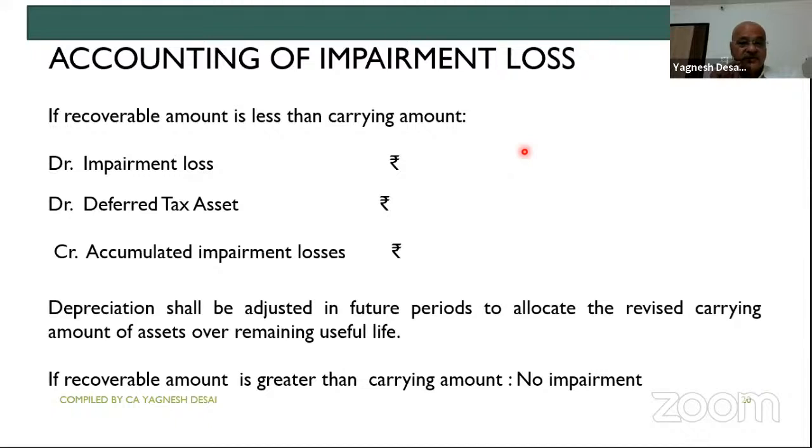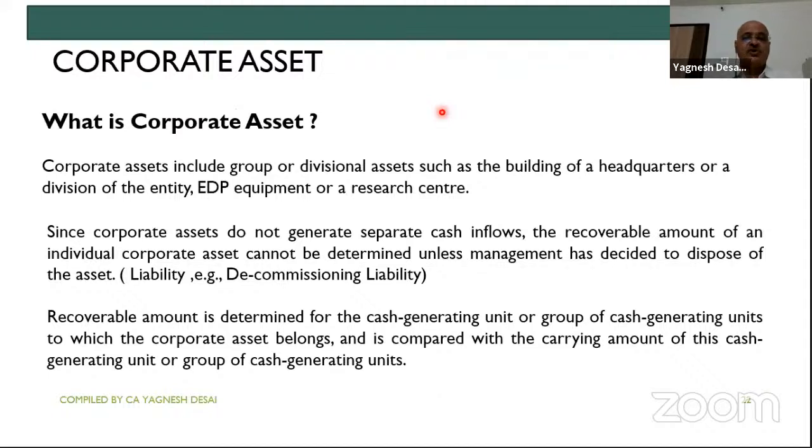Now, what is the idea of doing so? Because you need to keep a track of what is my accumulation till now, because that could be the reversal of accumulation at some point in time also. So that's why I'm crediting it to the accumulated impairment losses. Impact is the same. Now this does not generate cash. Do you think the head office or the registered office is going to generate the cash flow? Do you think that godown is going to generate the cash flow? No.